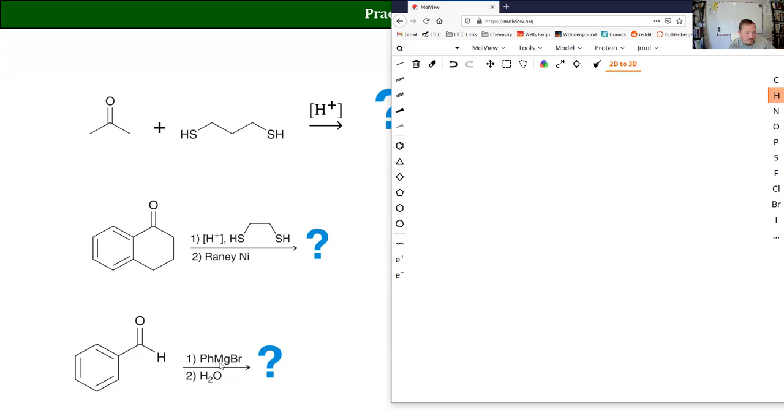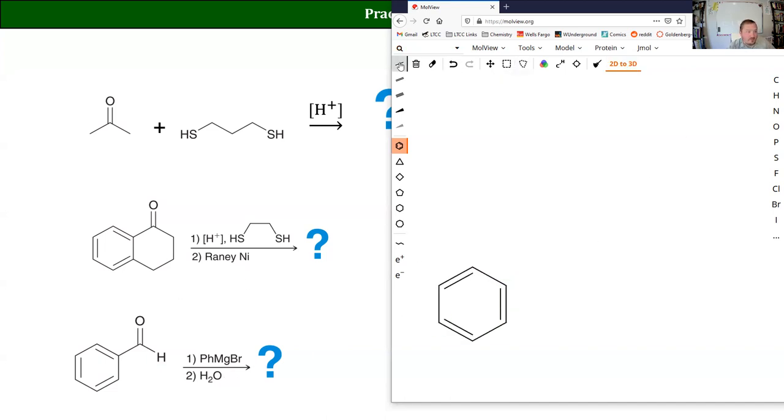Down here, we have a Grignard reagent. We've got magnesium involved. So we've got phenyl magnesium bromide. So that means we've got a benzene that's going to be added as a nucleophile to the carbonyl carbon. So our first intermediate, actually it's only one reaction here.